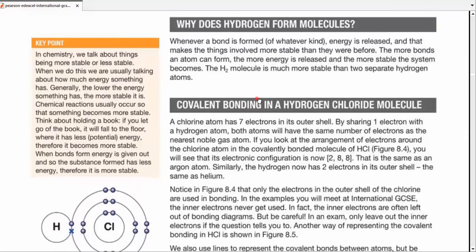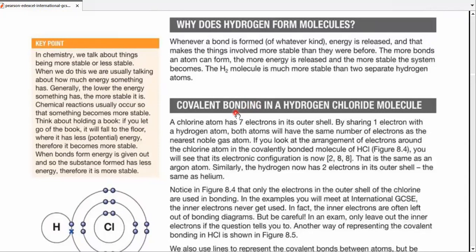And by bonding, atoms become stable in the form of either molecules, or if there are compounds, in the form of formula units, or whatever the kind of bonding is. Now, remember, in chemistry, we talk about things being more stable or less stable. When we do this, we're usually talking about how much energy something has. Generally, the lower the energy something has, the more stable it is. Chemical reactions usually occur so that something becomes more stable.